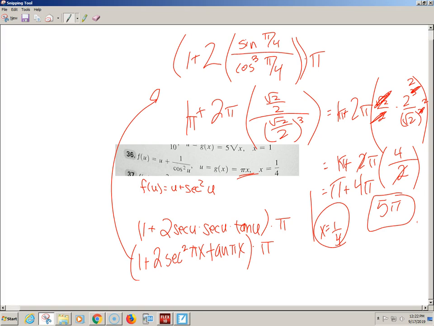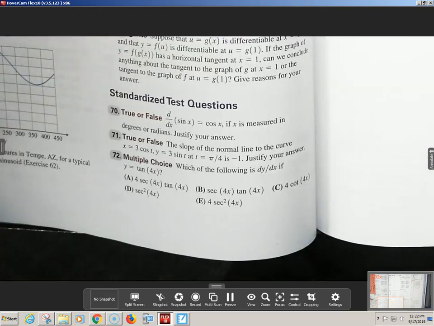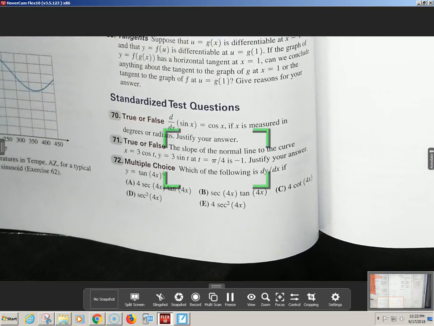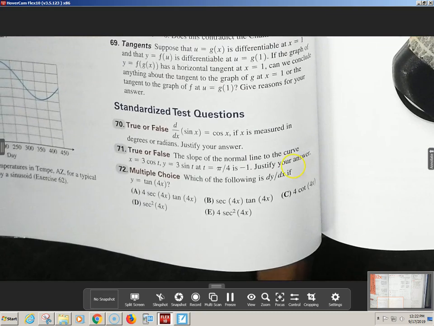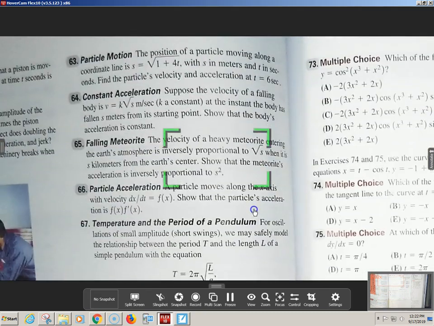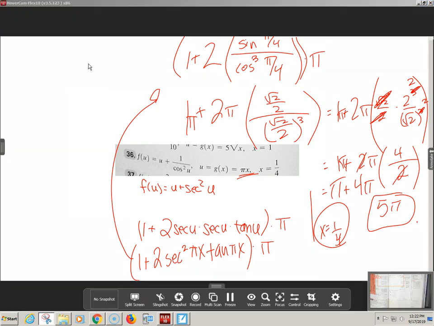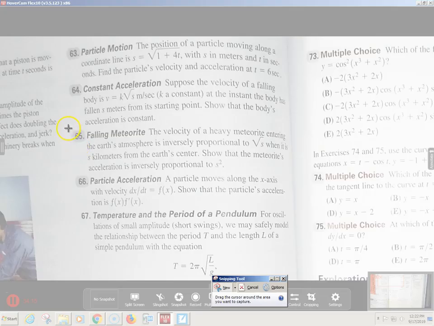Anybody else? Something from homework? Lainey? 65. Ooh, falling meteorite. These are so much more fun than last year. Where's the falling meteorite? The velocity of a heavy meteorite entering Earth's atmosphere is inversely proportional to, oh my goodness, do you guys know what we're doing in pre-cal? Go look at the backboard.